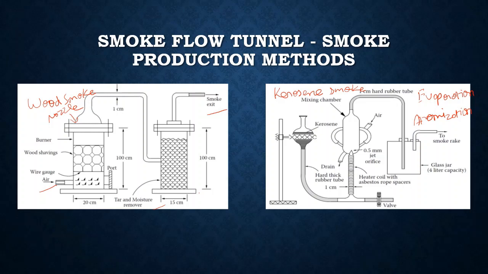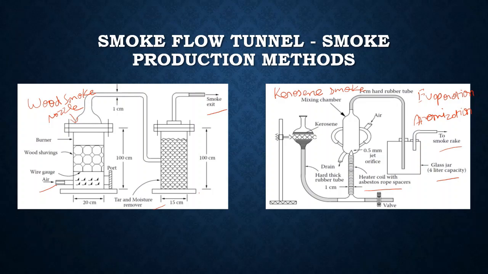That smoke is getting into the glass jar, and then it is fed up to the smoke rack. In order to evaporate the fuel, you have to heat it, so you are using asbestos rope for heating the kerosene. The arrangement is very simple here.